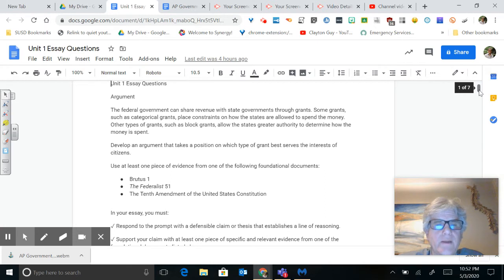So you have to develop an argument that takes a position on which type of grant best serves the interests of its citizens. If you're definitely a conservative, if you're a Republican, if you believe in, like, Brutus and the 10th Amendment, two of the documents are on that side. Because remember, Brutus number 1 basically states there is no real good large republic. Any large republic is tyrannical. Only the local area, the local people know what's best for themselves.